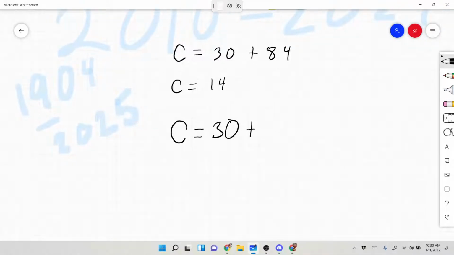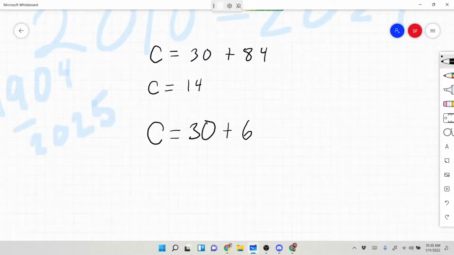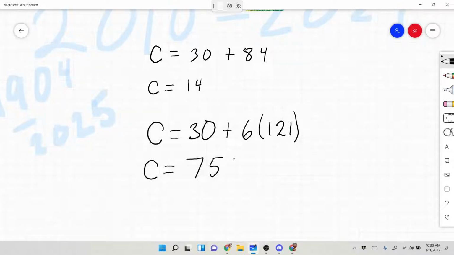Now, what is this? 6 times 121. Now maybe we'll get the right answer. What's 6 times 121? Plus 30. 756. Now, that's... Wait, I got 726. It did, and then you add 30. You're right. Okay, so that is in cents.